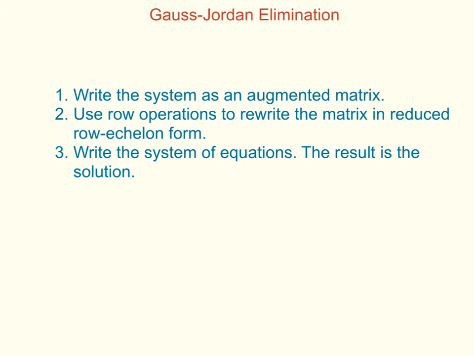The next thing we have is what's called Gauss-Jordan Elimination. Gaussian elimination is what you're going to be doing before break. Gauss-Jordan Elimination is what I'm going to ask you to do after break. For Gauss-Jordan Elimination, we write the system as an augmented matrix, just like before. Then we use row operations to rewrite the matrix in reduced row echelon form, and then translate that matrix back into a system of equations. When we do that, that should generally be our solution. So let's take a look at an example.